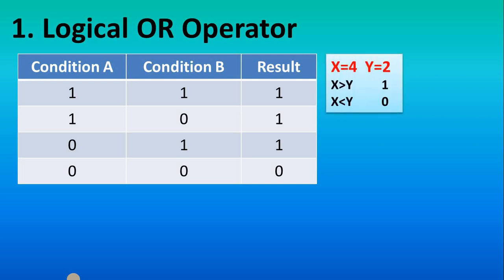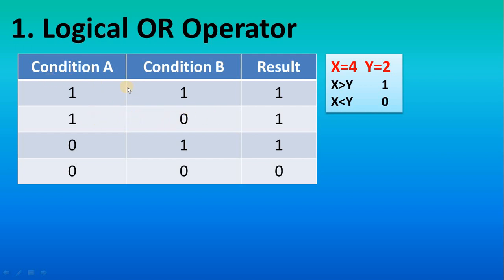OR operator. Suppose we are taking an example like this: x value is 4, y value is 2. If you write the expression x greater than y, then ultimately x is greater than y because the x value is 4, so it will be true. True means 1. If we write it in reverse, it will be false. So 1 means you can consider true and 0 means you can consider false.